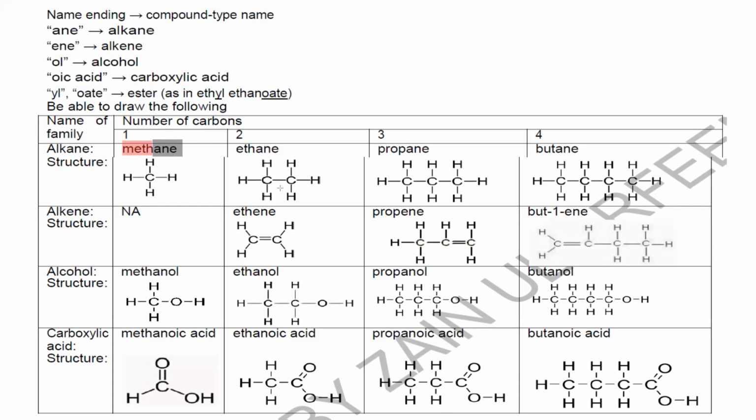The second one, two carbon atoms are there. When two carbon atoms, it should be eth. And they have a single bond between them, so it will be ane. So it is ethane. Three carbon atoms, so it will be prop. Again, they have a single bond, so it will be ane. Four carbon atoms, but.